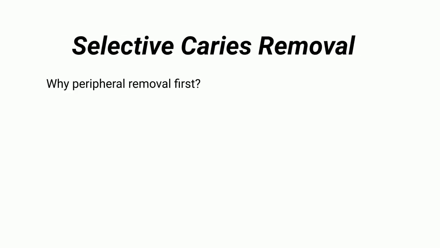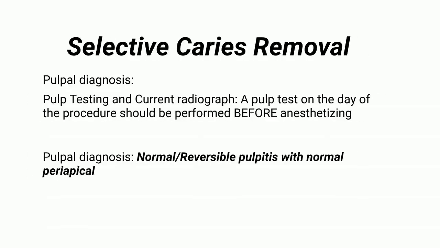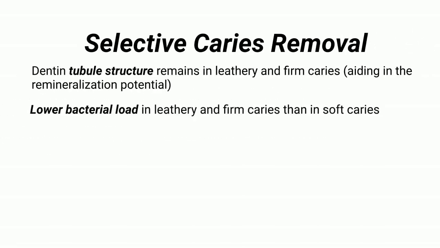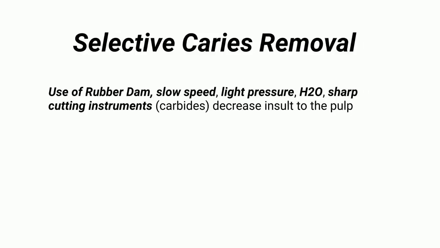In a selective caries removal procedure, we need to start removing caries from the periphery, and these are the reasons for doing that. Younger pulps react better to caries removal procedures. Here are the reasons for leaving leathery dentin in moderate or deep caries lesions. For caries removal procedures, ideally we want to use rubber dam isolation. Use water while using handpieces.